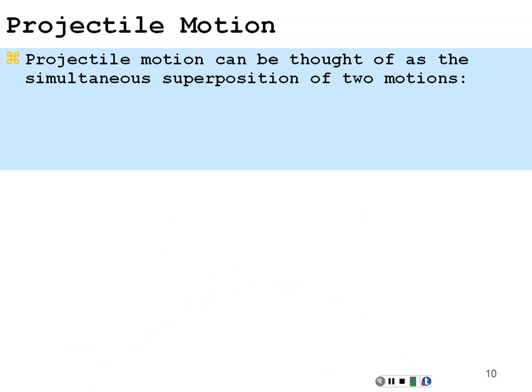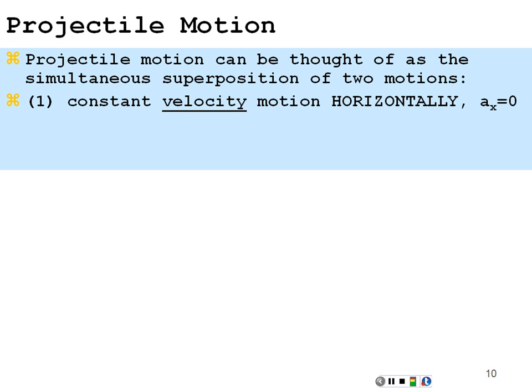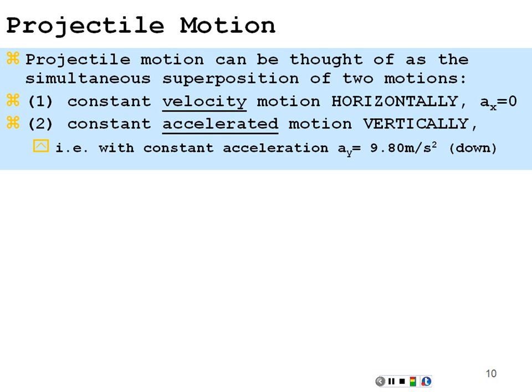Projectile motion can be thought of as the simultaneous superposition of two motions: constant velocity in the x direction horizontally, and constant accelerated motion vertically with the acceleration of gravity, which is 9.80 meters per second squared, down towards the center of the Earth. So the constant velocity motion will have no acceleration, and the constant accelerated motion will have a constant acceleration down.